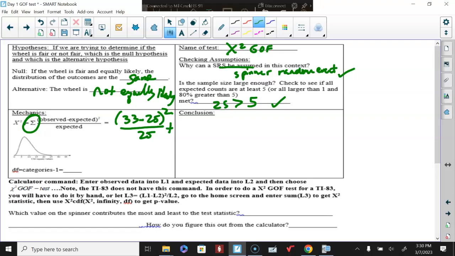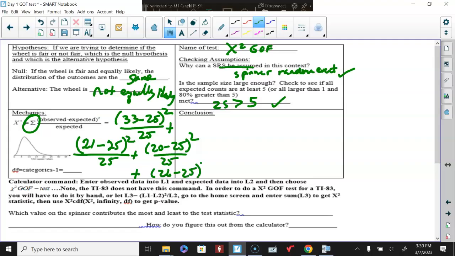Now notice we've got a sigma here, meaning we're going to do that for every category and then add them up, and that's going to be my chi-squared statistic. So we're going to go to the next category of 100. Our observed count's 21, our expected count's 25. So we say observed minus expected squared over expected, plus. Then we go to the next one, which is 20 minus 25 squared over 25, plus. And we go to the last one, which is 26 minus 25 squared over 25.